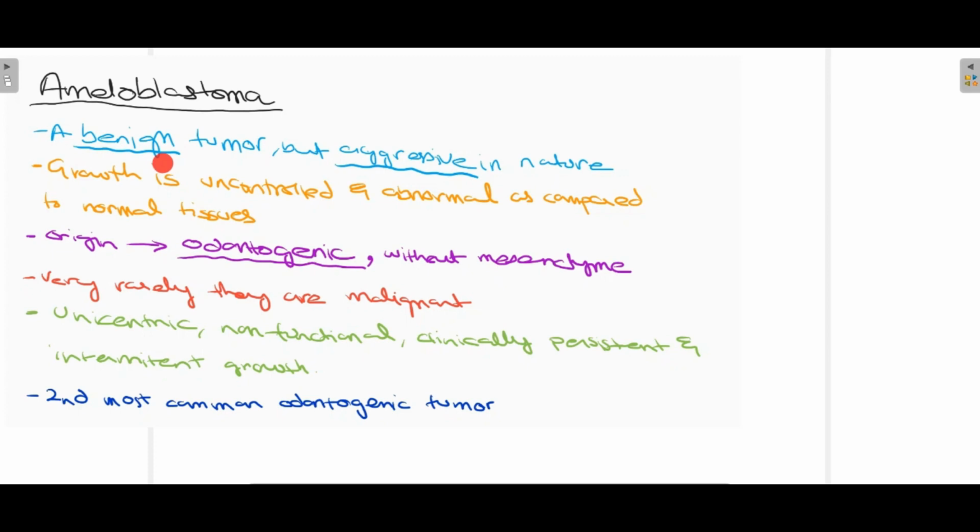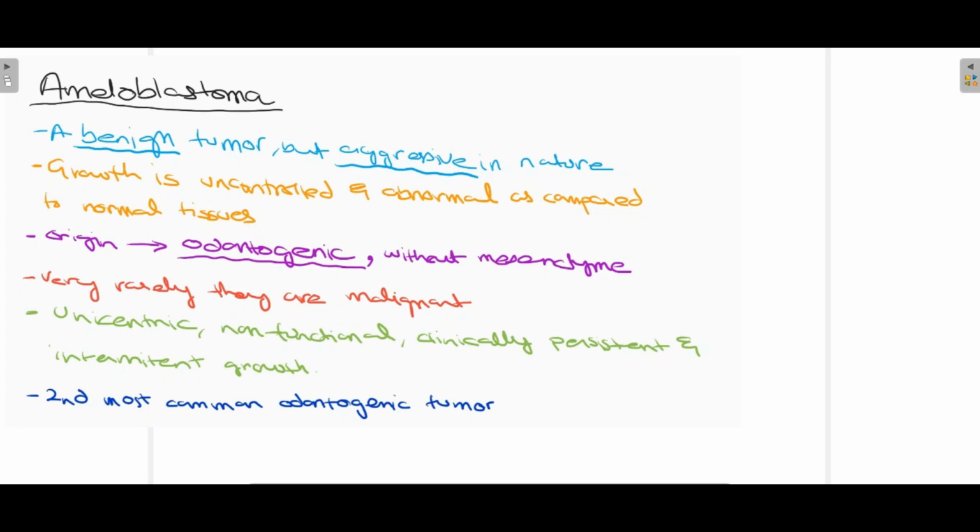Ameloblastoma is a benign tumor, but it is aggressive in nature. Aggressive in the sense that it invades local tissues. It doesn't spread to other parts of the body. The growth in this neoplasm is basically uncontrolled and abnormal as compared to normal tissues of the body. The origin of ameloblastoma is from odontogenic tissues, that is teeth forming tissues, and there is no mesenchyme present in the histological features of ameloblastoma. Very rarely there is malignant transformation in ameloblastoma.